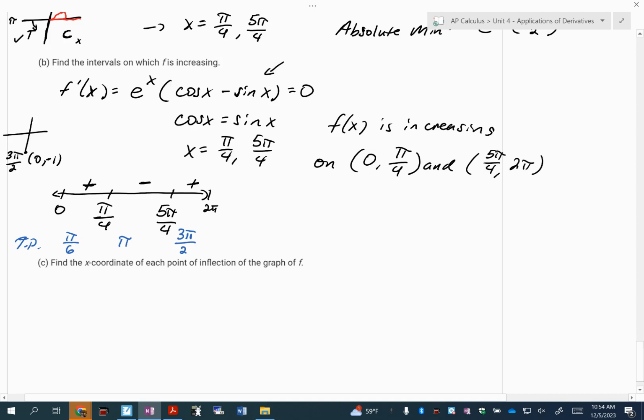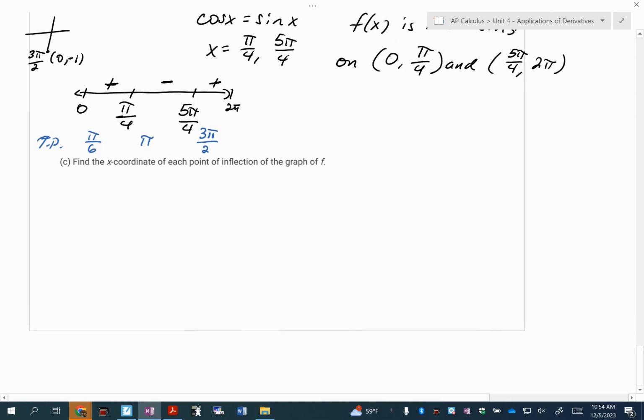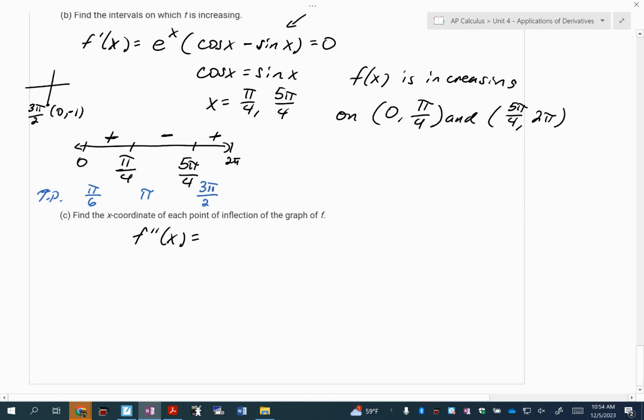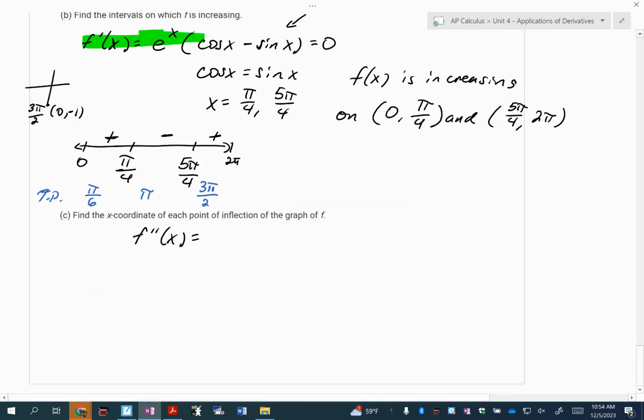All right, the last one. Where are the points of inflection? Okay, so this is taking the second derivative and finding the critical points for that second derivative, and then looking to see if we change from concave up to concave down or vice versa to figure out any points of inflection. So I'm going to take the derivative of this one up here, my first derivative.